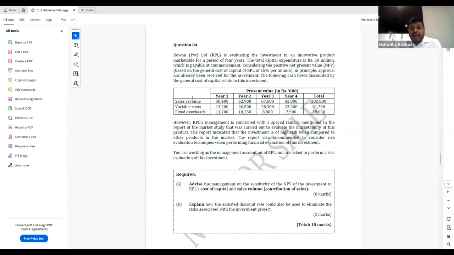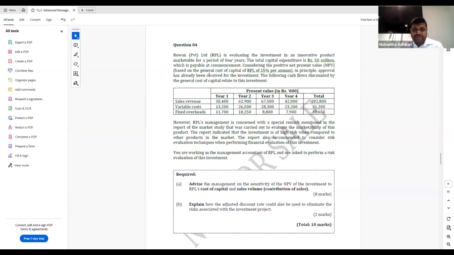Proven Private Limited, RPL, is evaluating an investment in an innovative product marketable for a period of 4 years. You are going to sell over 4 years. Okay. The total capital expenditure is rupees 50 million, right? It's 50 million, which is payable at the commencement, considering the positive net present value, NPV, based on the general cost of capital of RPL, 15% per annum.